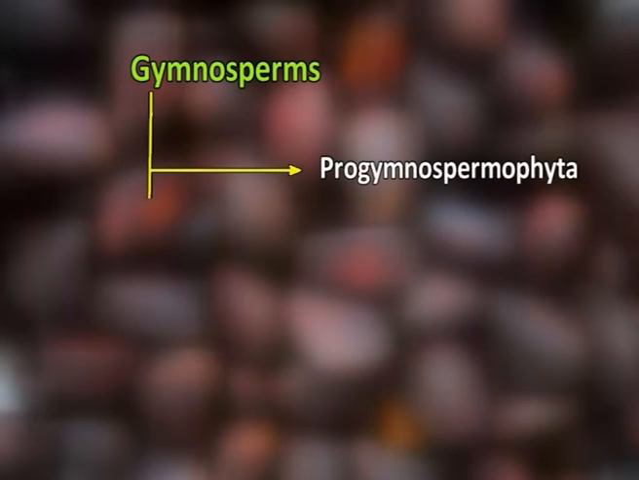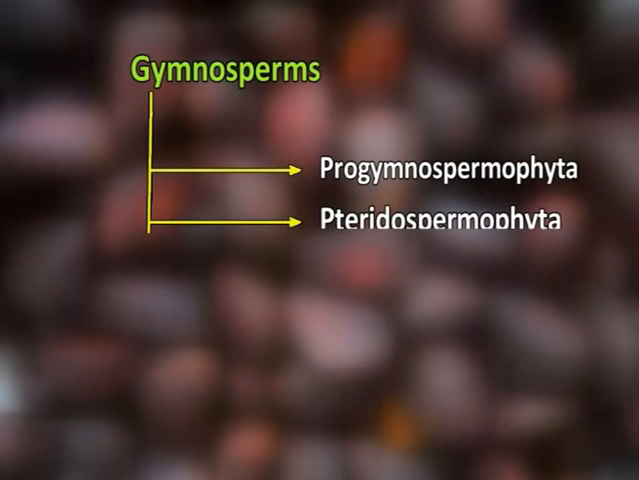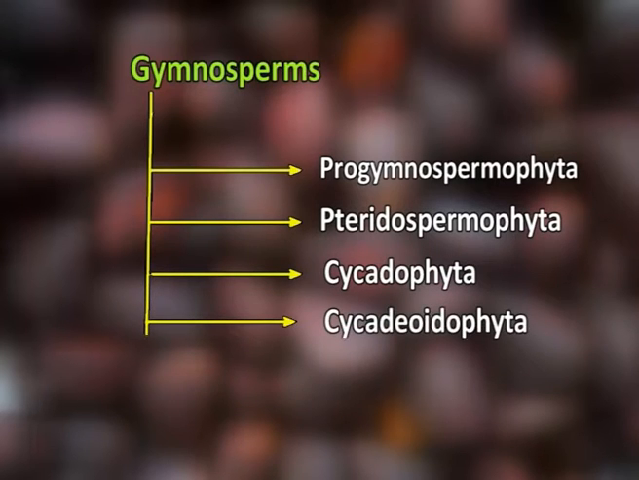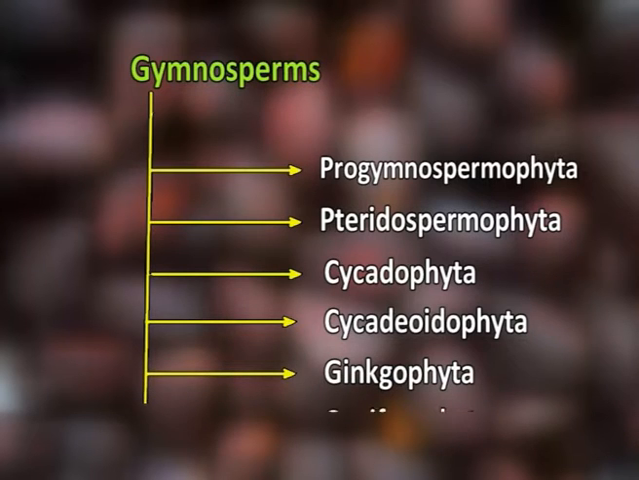Taylor in 1981 divided Gymnosperms into 6 divisions, namely 1. Progymnospermophyta, 2. Pteridospermophyta, 3. Cycadophyta, 4. Cycadeoidophyta, 5. Ginkgophyta, and 6. Coniferophyta.